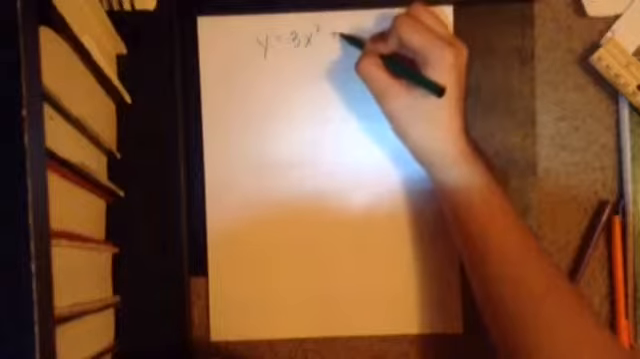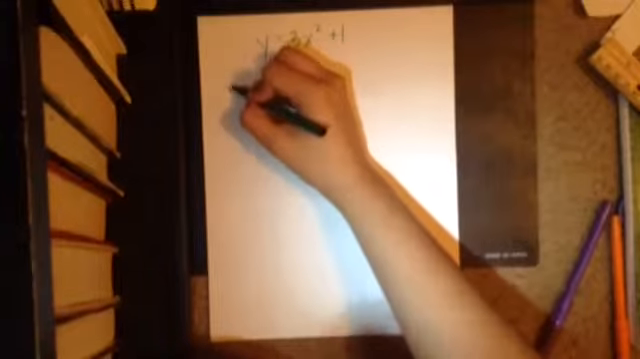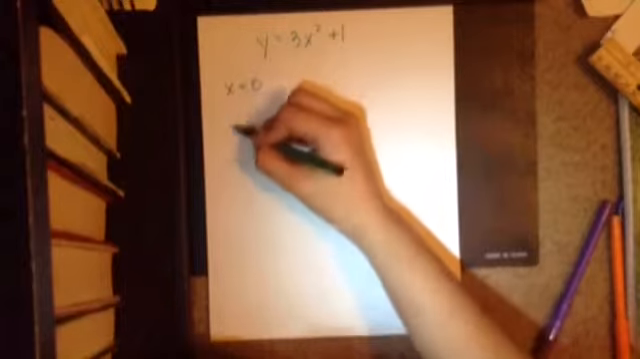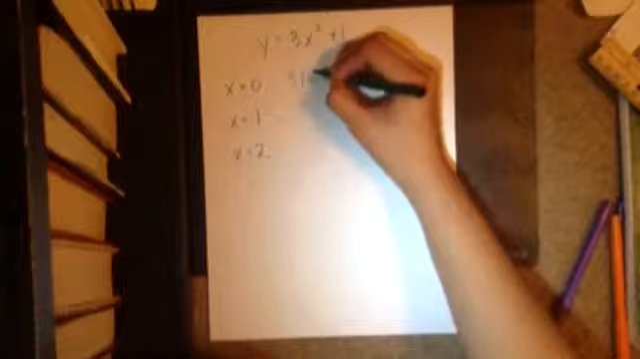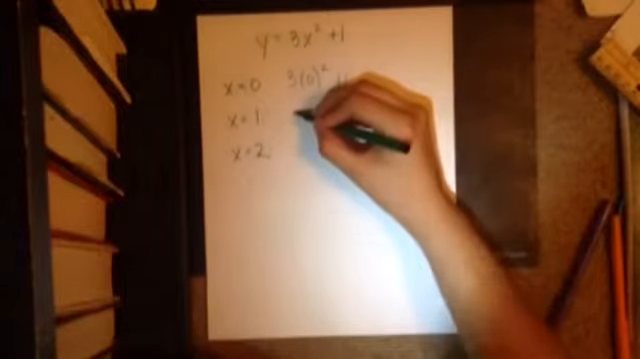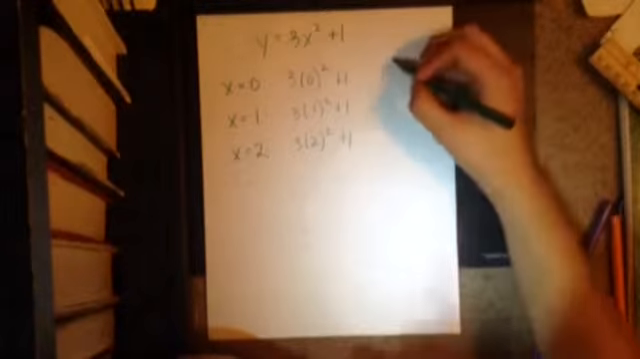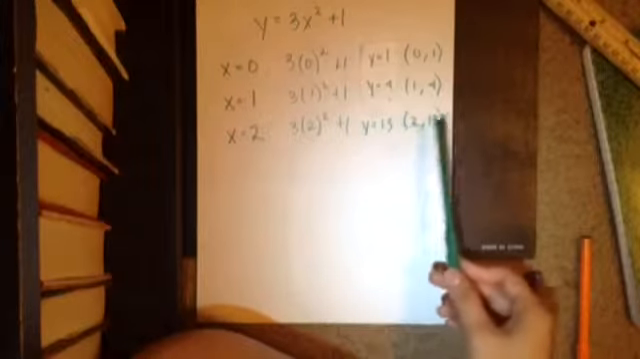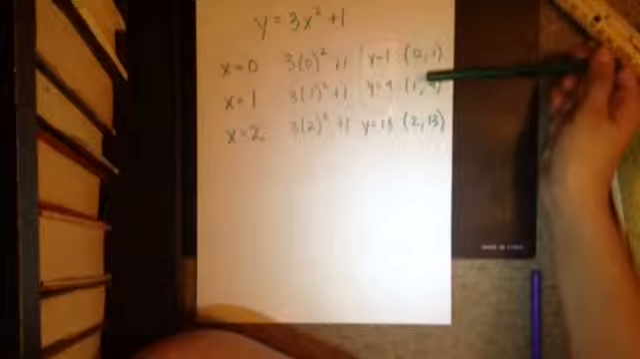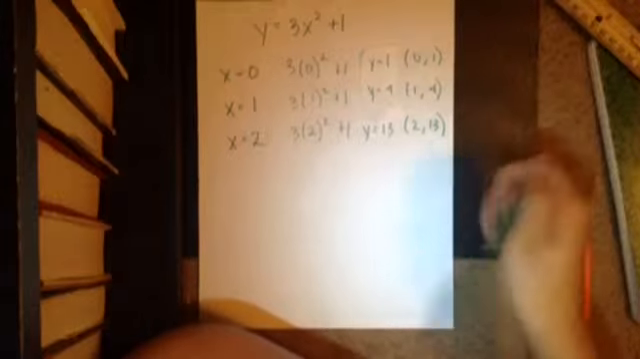So here's a third example of how to find points that satisfy an equation. We have the equation y equals 3x squared plus 1. And here we have our assigned values for x. So we're going to plug in the x values to the equation, and we are going to solve for y. Once we've solved the equation for y, all we have to do is plug it into the set of points. And here we have them, points that satisfy the equation y equals 3x squared plus 1.